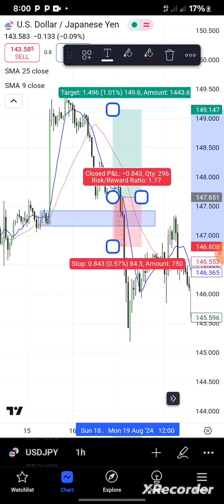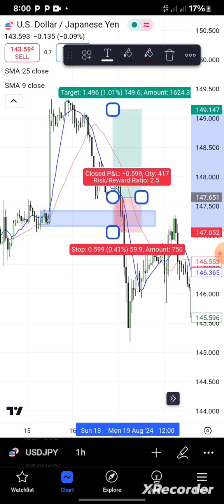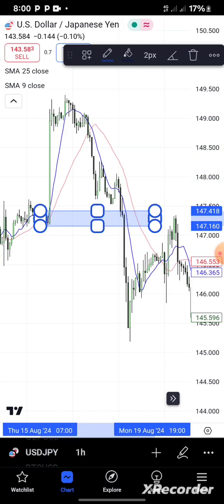You see, not every time is the market going to give us what we want. The market sometimes doesn't go in our way. That could have been a loss. Loss is a part of this trading.